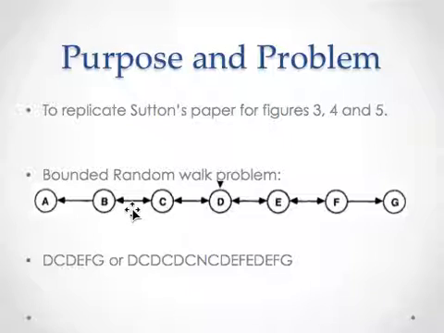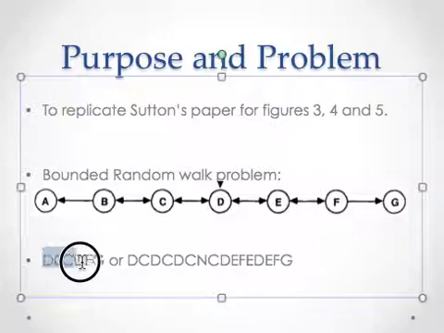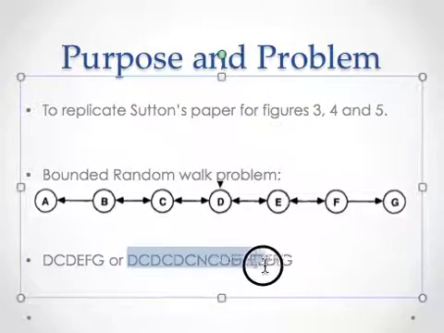The setup here is that of a bounded random walk problem, where you start off at an initial state such as D. You either go right or left with equal probability until you reach an absorbing state, which is G or A. So you could end up with a sequence such as DCDEFG or a much larger sequence.